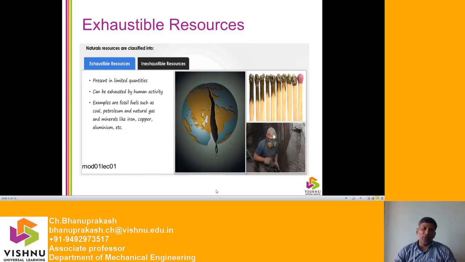So what are the exhaustible resources? Natural resources are again classified into exhaustible resources and inexhaustible resources. Exhaustible resources are present in a limited quantity and can be exhausted by human activity. What are they? Coal, petroleum, natural gas, and minerals like iron, copper, aluminum, etc.